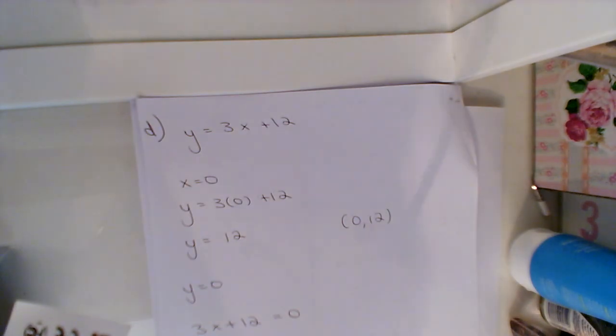I want to find 1x on its own, so I'll divide across by 3. Divide across by 3, and I get x is equal to minus 4. So another point is minus 4, 0. Then I'm just going to plot those here. So I have minus 4, 0, and I have 0, 12 plotted.